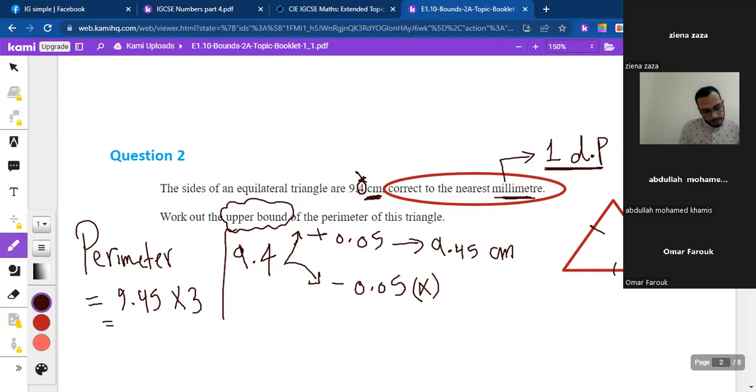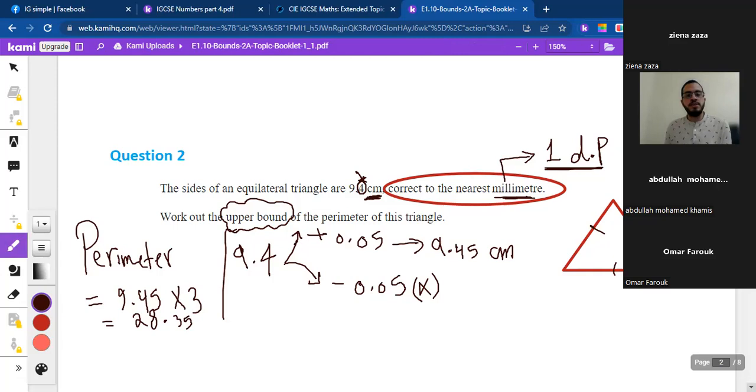I have a question. Is it a rule that if he asks like this, centimeter, and if this was 9.4 meter and he asked corrected to the nearest kilometer, would we also make it not a whole number, 1 decimal place or 2 decimal places?